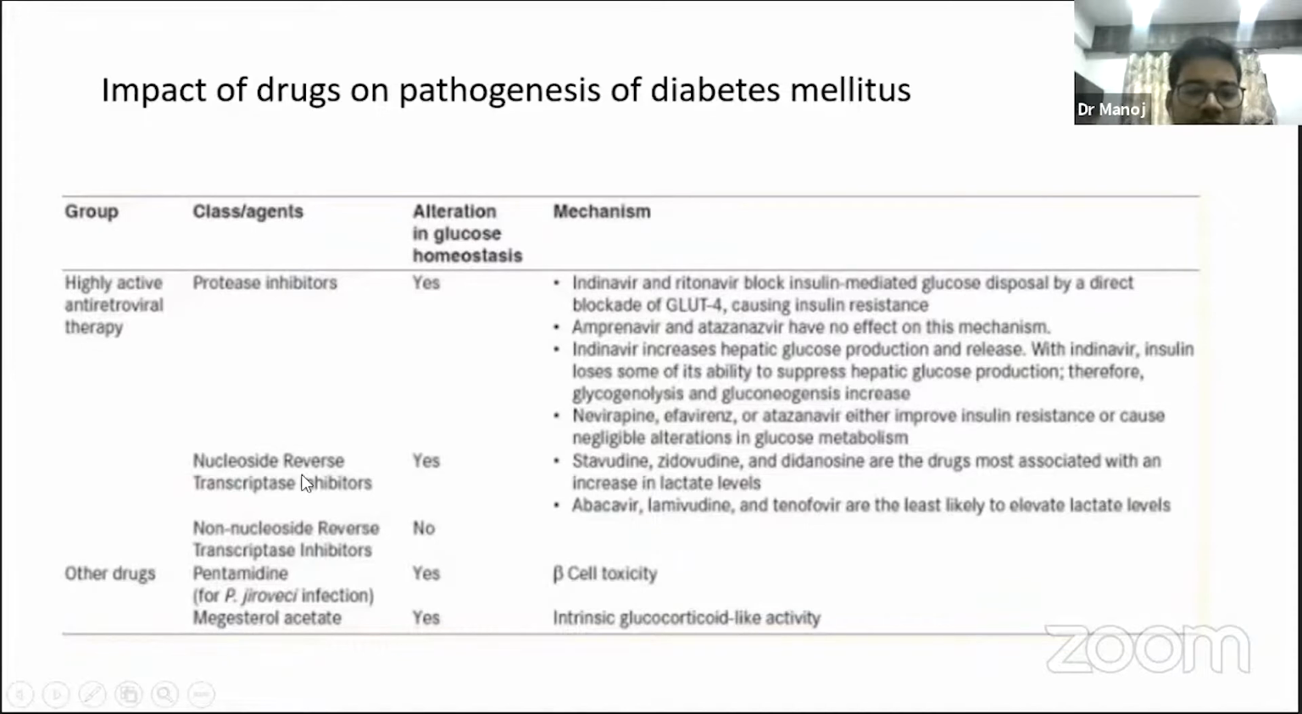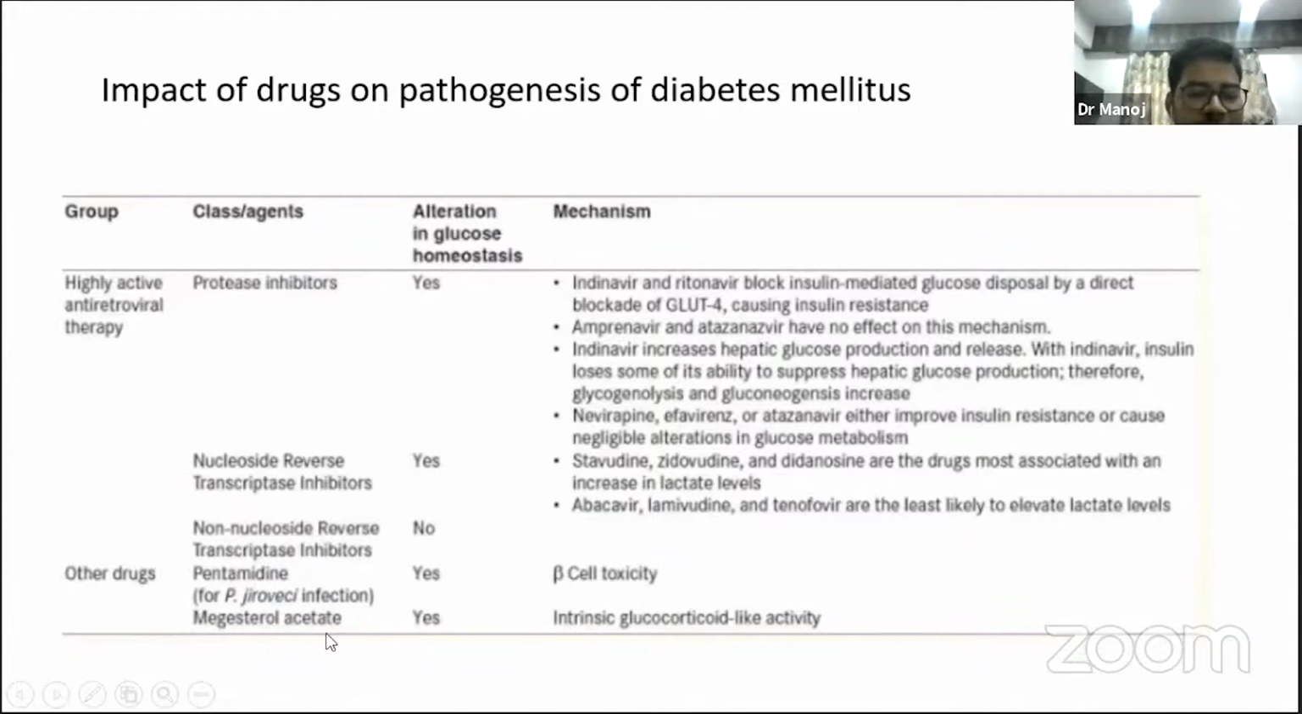Then we have nucleoside reverse transcriptase inhibitors. Previously, it was believed that nucleoside reverse transcriptase inhibitors had no role in the alteration of glucose homeostasis. But later on, it was found that stavudine and various other drugs also lead to alteration in glucose metabolism. These drugs are also associated with an increase in lactate level, so we should be cautious while using these drugs along with metformin. Then there are other drugs like pentamidine, which is used for Pneumocystis infection. It is associated with beta cell toxicity and commonly leads to hypoglycemia.